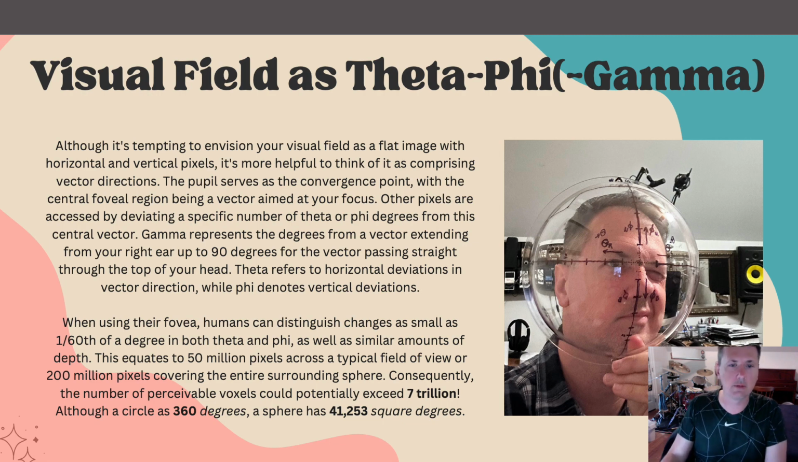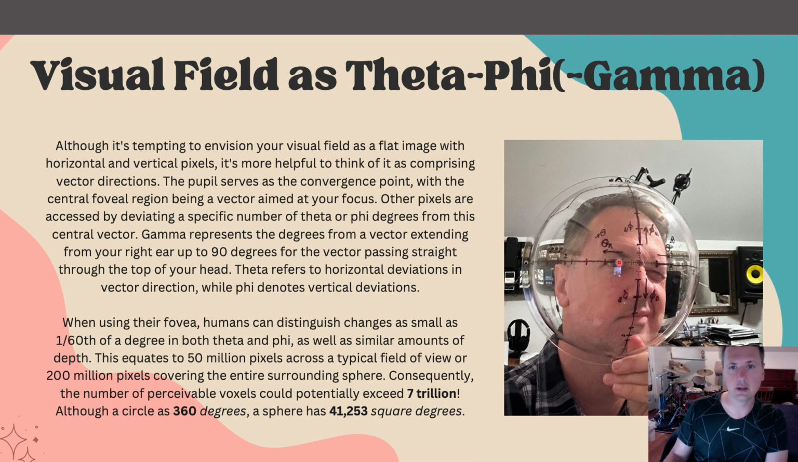So if we consider the visual field in terms of this theta, phi, gamma, it can actually be pretty useful. Although it's tempting to envision your visual field as a flat image with horizontal and vertical pixels, it's more helpful to think of it as comprising vector directions. The pupil serves as the convergence point, with the central foveal region being a vector aimed at your focus. Other pixels are accessed by deviating a specific number of theta or phi and gamma degrees from this central vector.